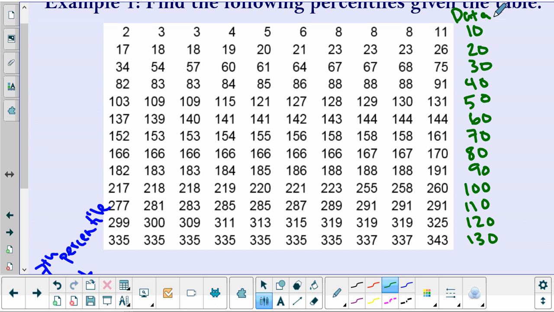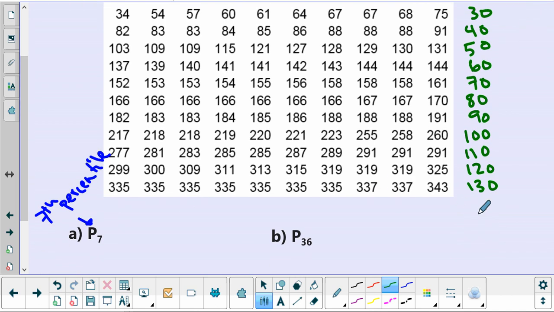This is what data value number you are in the table. The other thing that's really good about doing this is you now see that 343 is the 130th data value in your table, which also gives you your n, which is what you need. You need to know how many data values you have. So there are 130 values in this table.